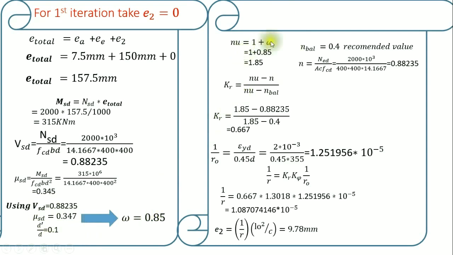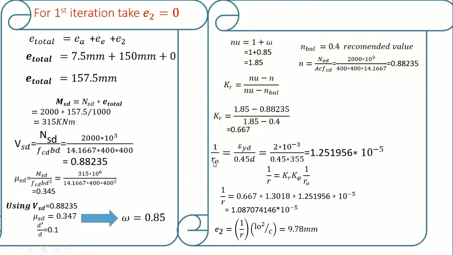N is equal to 1 plus mechanical stress ratio, 1.85. Kr is equal to Nu minus N, Nu minus N balance. Nu is here, N is equal to 0.88235 as previous, and the balance is the recommended value 0.4. Kr is equal to 0.667.